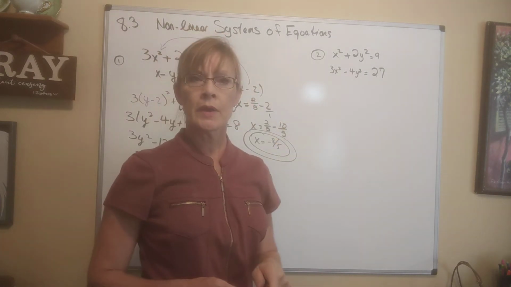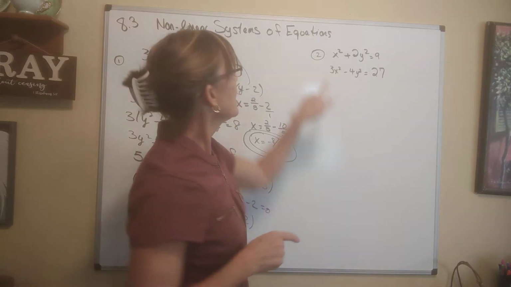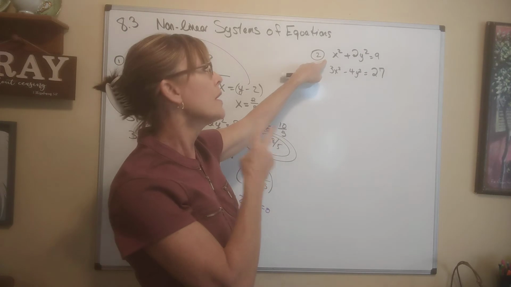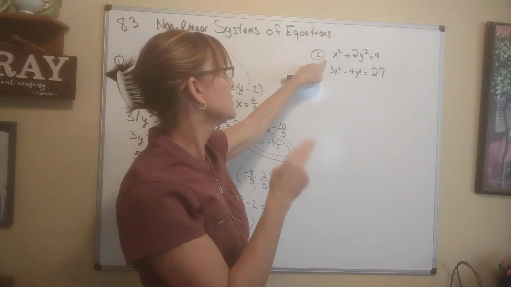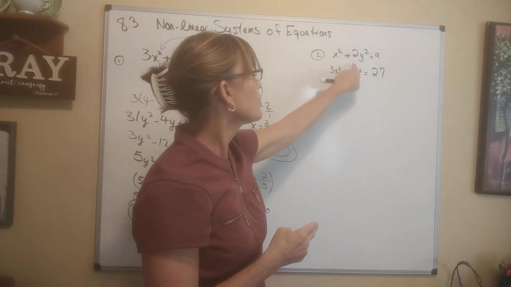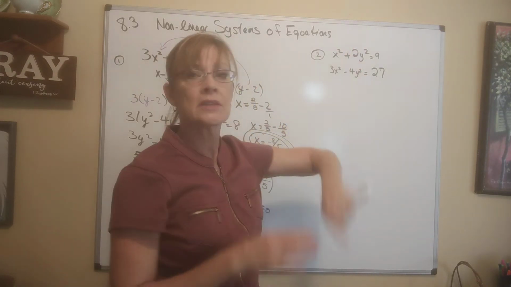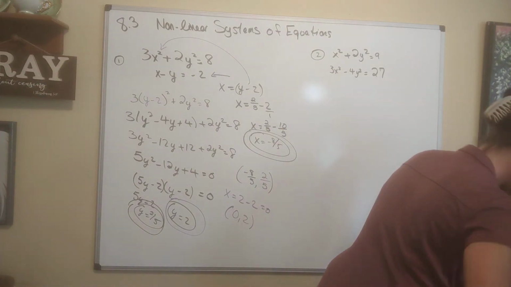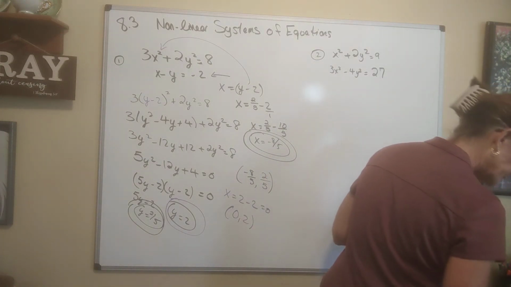I'm looking at the y squareds. If I took the top equation and multiplied it by 2, then I'd have 2x squared plus 4y squared is equal to 18. And then I could add this plus 4y squared plus negative 4y squared, we get 0. And that's going to be helpful. So I'm going to do that. Let's just see what happens when I do that.